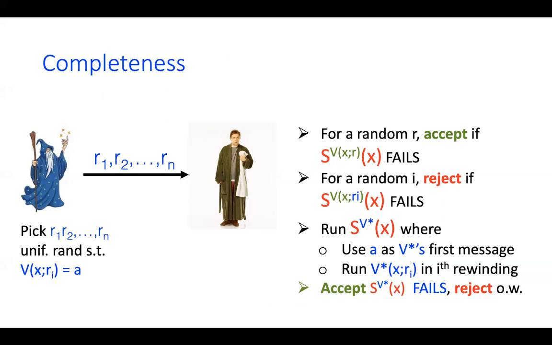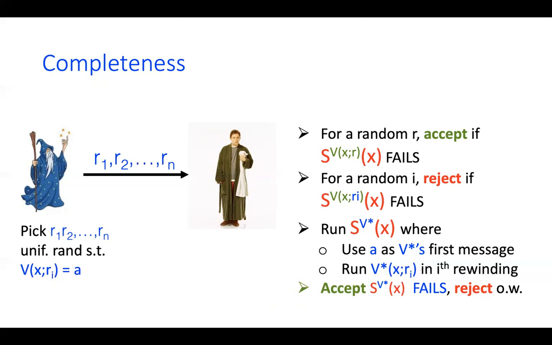Either on a random R, it fails, or it accepts. Now, if it fails, I've already accepted, and this is good, we are in completeness. But if it does not fail, it means that the simulator does output an accepting transcript.